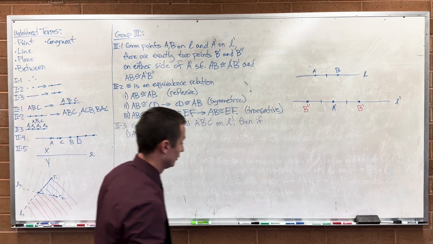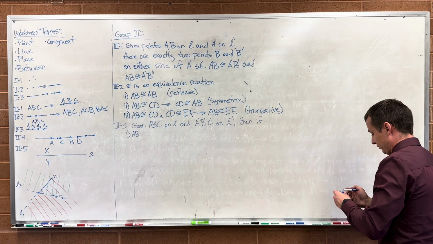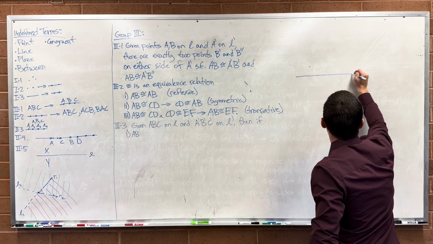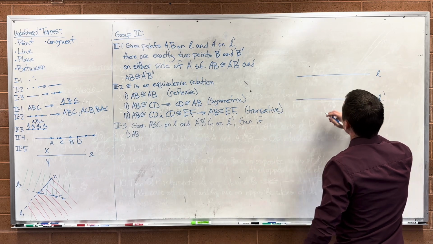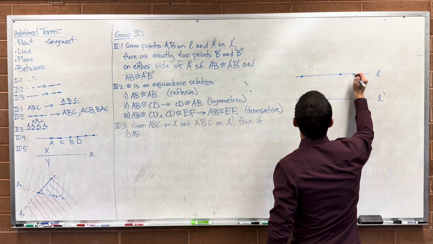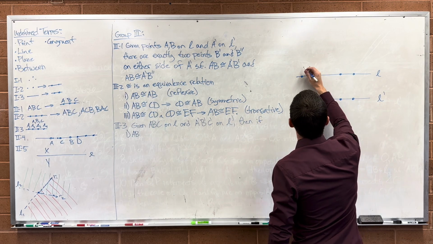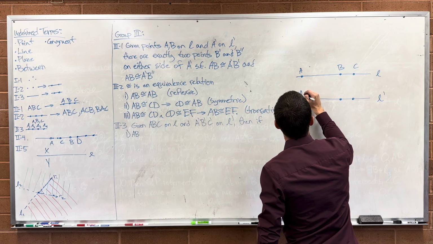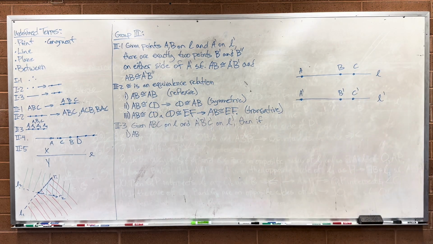Let me draw my picture over here to help us see it before we continue with this. So we have a line L and a line L prime. We're going to have points A, B, C, A prime, B prime, C prime. Okay, so we're going to have these three points.